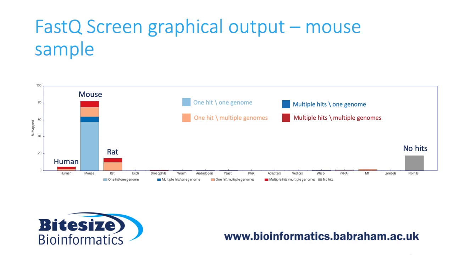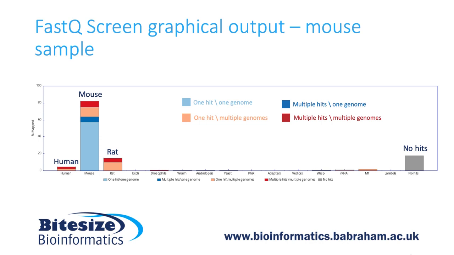What you may have noticed from this graph is that the total does not add up to 100%. That is because any given read may map to multiple genomes. For example, a read may map to the mouse genome and the rat genome. Reads that only map to one genome are shaded in blue, be that light blue or dark blue. Conversely, reads that map to multiple genomes, that is 2 or more, are shaded in either dark red or light red.